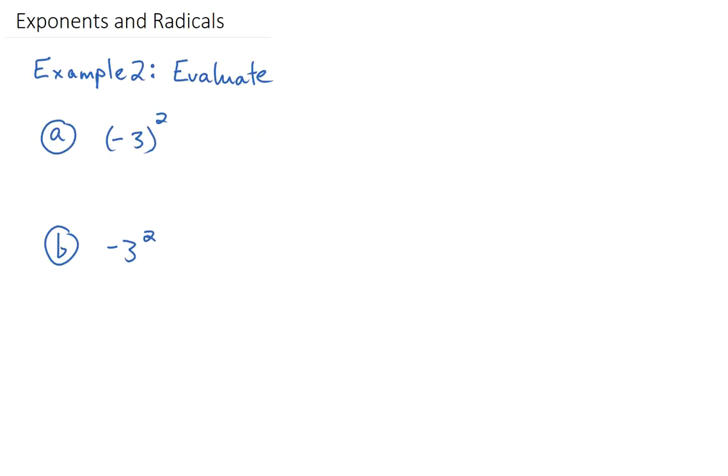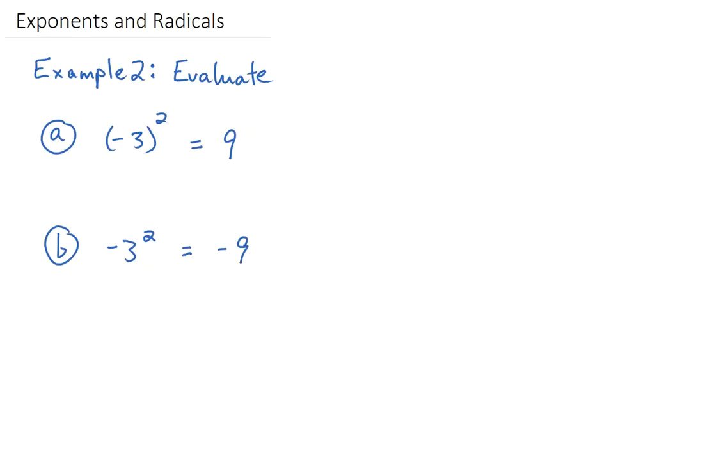Alright, so now our directions are still to evaluate, so we want to find the value for these expressions. And what I'm going to do here is start by just telling you what the results are, and then we'll talk about why I'm getting that. So the first one here is going to be 9, and the second one is going to be a negative 9. So they're not the same. Whether there are parentheses there or not makes a difference. And so that's what I want to talk about.